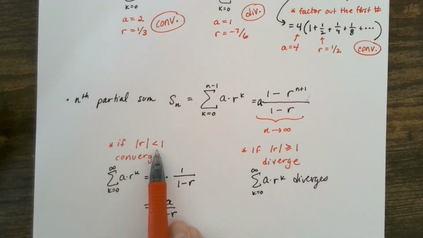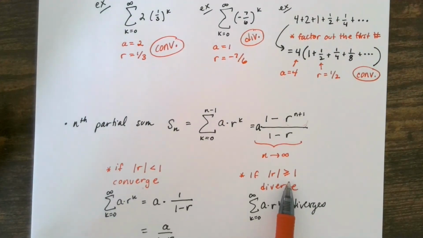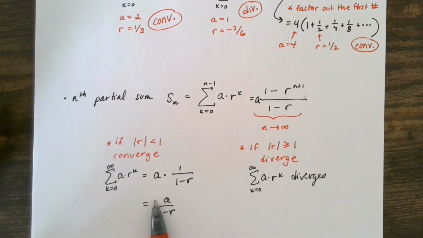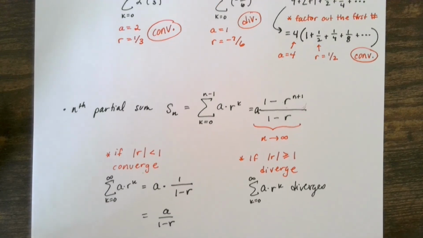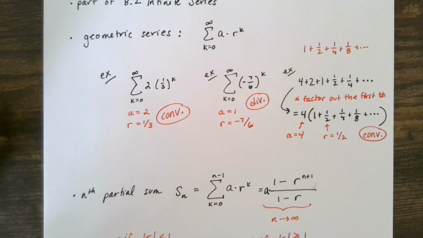So that's how we're going to use these rules that we have in red down here. If the absolute value of r is less than 1, you say converge, otherwise it'll be diverge. And if it's convergent, we actually have a formula for, essentially this is the formula for the limit of the sequence of partial sums, but you don't have to think about the partial sums, you can just jump straight to the formula, a over 1 minus r here. So let's go to the two that are convergent and actually use the formula to compute the sum.